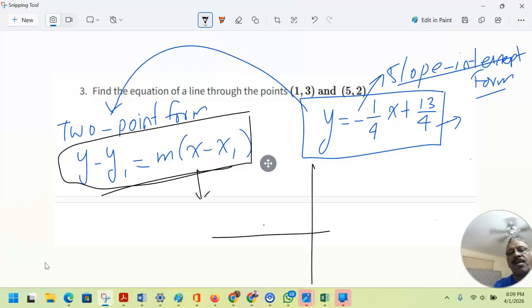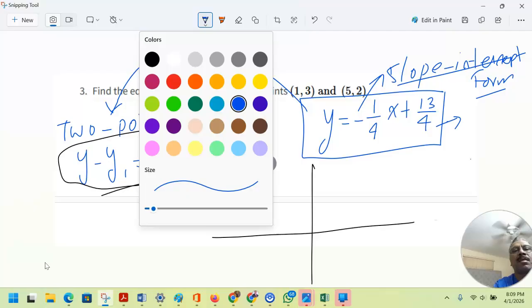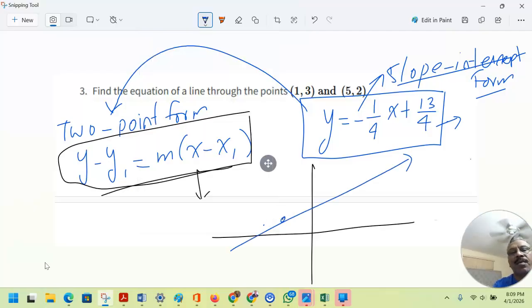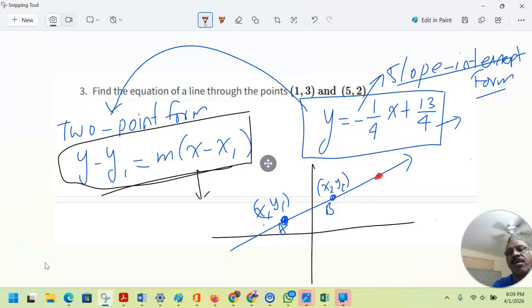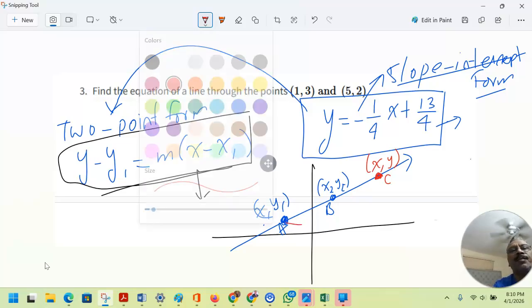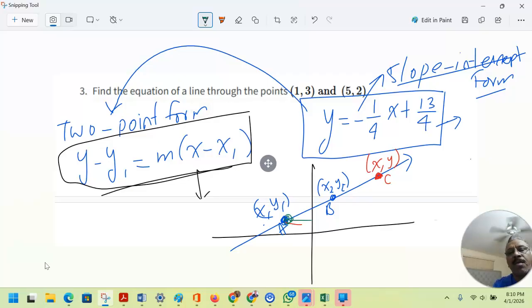I'm going to draw the x-axis this way, the grid, and place those 2 points. Suppose this is the line, and this was the point. Let's call this point x1, y1, and let's call this A. This is B, x2, y2. And another point is a variable point which can move around. So this I will call x and y, and let's call it C. Now I want to find the slope from A to C using the green color.